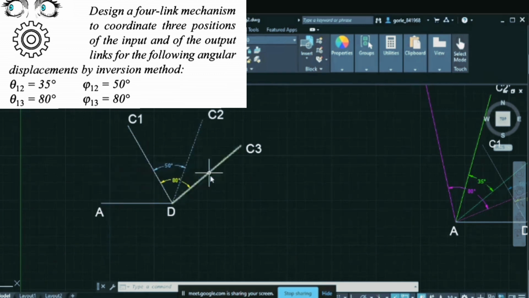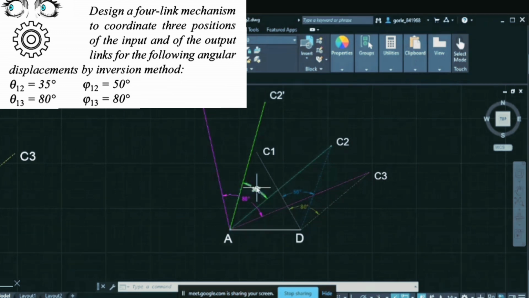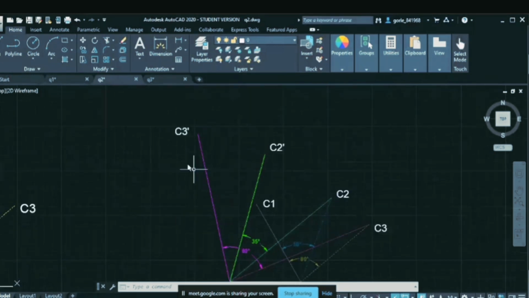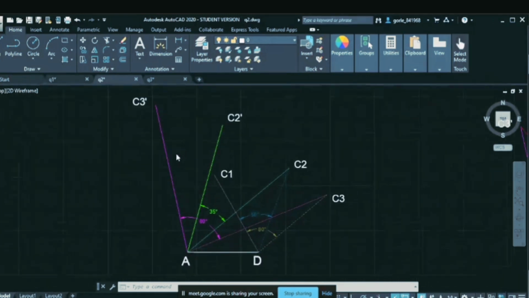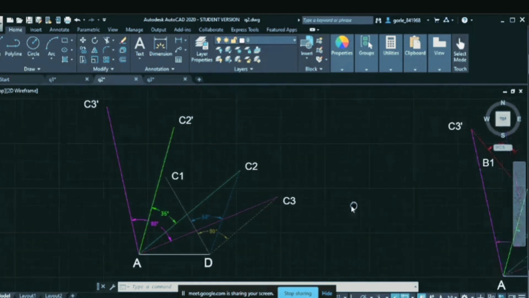DC has three positions, which are DC1, which when rotated in clockwise direction by 50 degrees gives DC2, and when rotated by 80 degrees in clockwise direction gives DC3. Now to find the points C2 dash and C3 dash, we need to rotate AC2 by 35 degrees to obtain AC2 dash, and we need to rotate AC3 in counterclockwise direction by 80 degrees to obtain AC3 dash. Now that we have C2 dash and C3 dash, simply join AC1 to AC2 dash and AC3 dash.